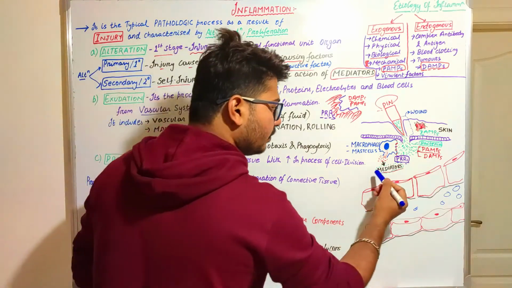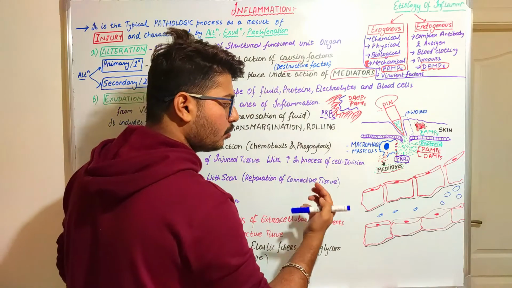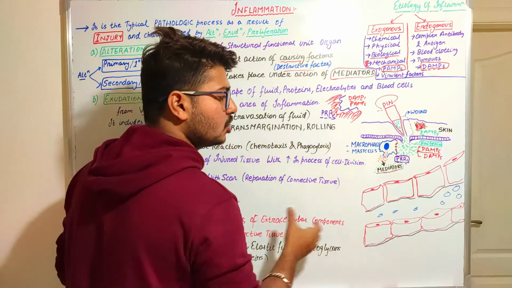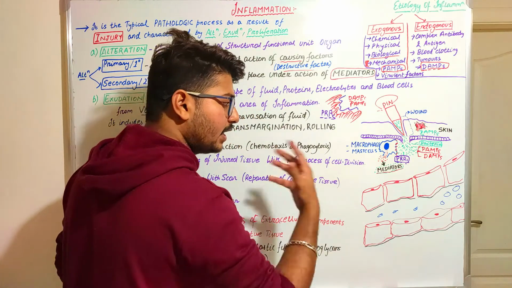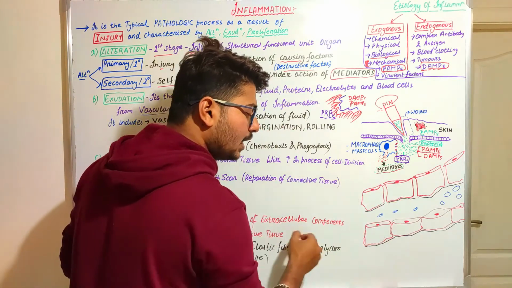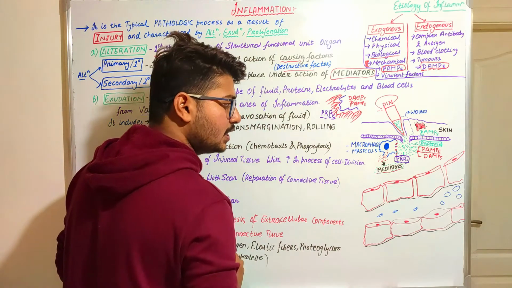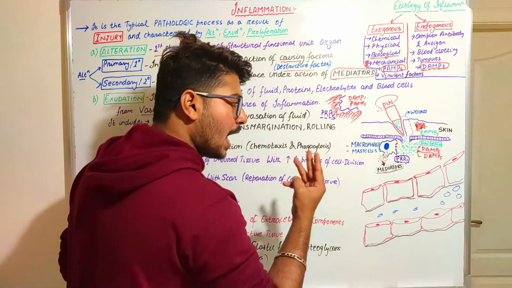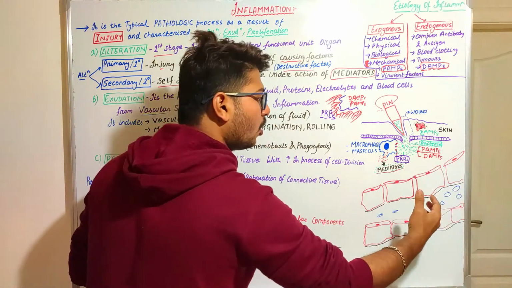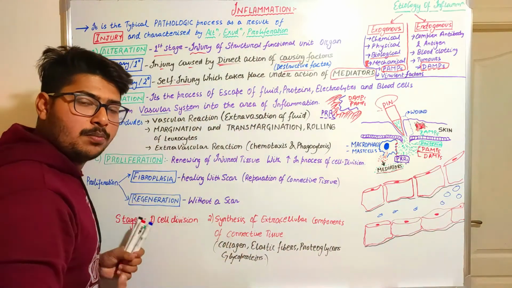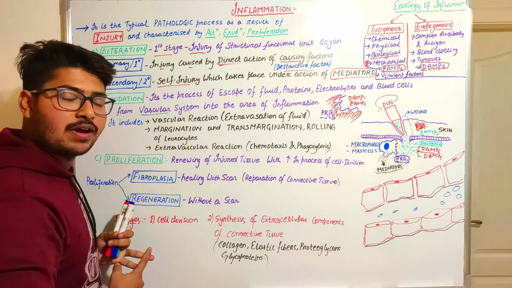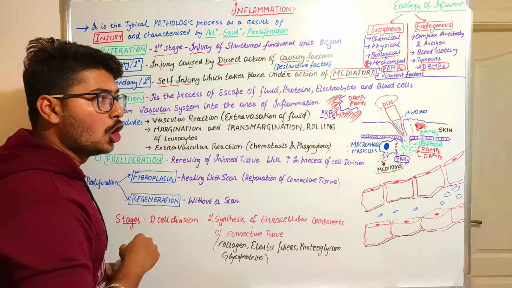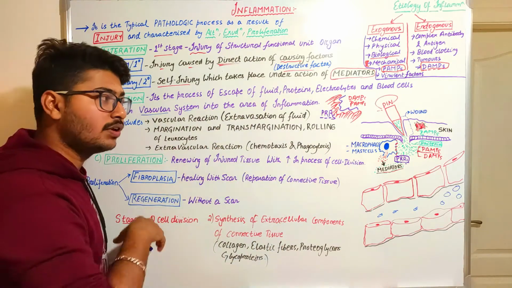So what happens? These mediators like histamine, serotonin, prostaglandins will act upon these endothelial cells of the vessels, and their functions will be vasodilation of this region, they are going to increase the vessel permeability, and they are going to attract more leukocytes, more phagocytic cells, towards the region of inflammation or the site of injury.